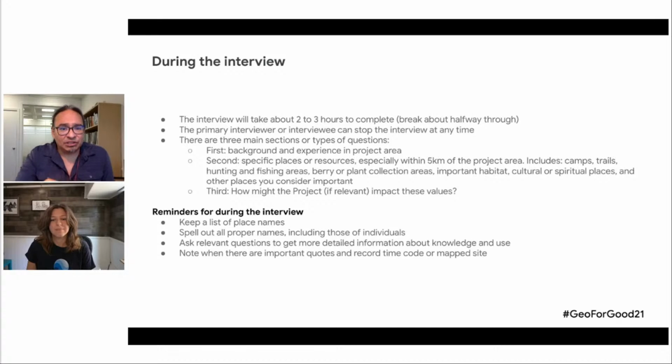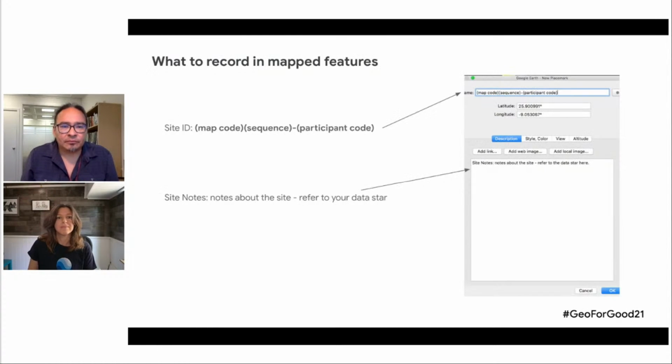Well, while the mapper is doing that, you might ask some other questions about what makes that place so important, how they learned about that place, and really get to the qualitative elements of that place, to describe not only the spatial element of it, but what makes that place so important. And so when we record information in Google Earth, we use the name field and we use the description field.